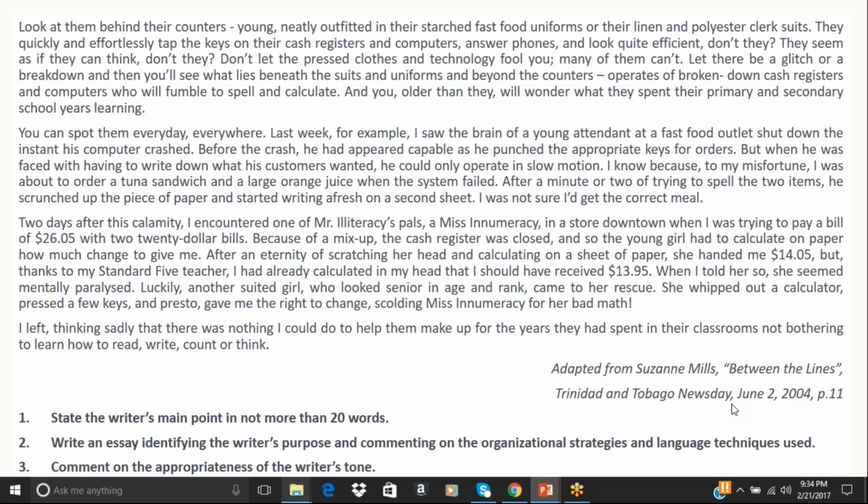I left thinking sadly that there was nothing I could do to help them make up for the years they had spent in their classrooms, not bothering to learn how to read, write, count, or think.